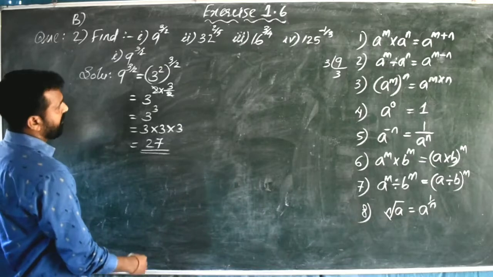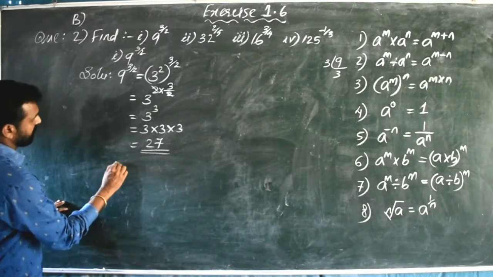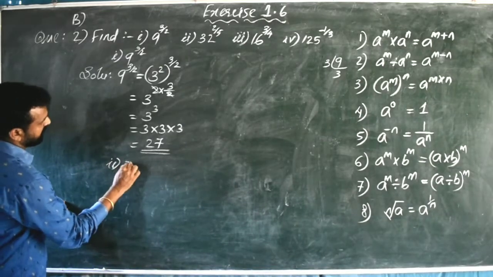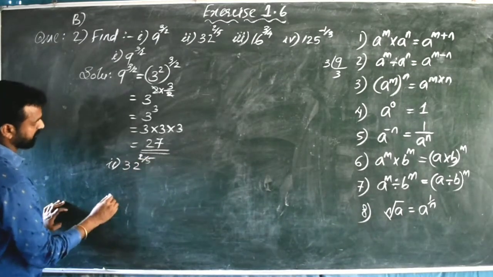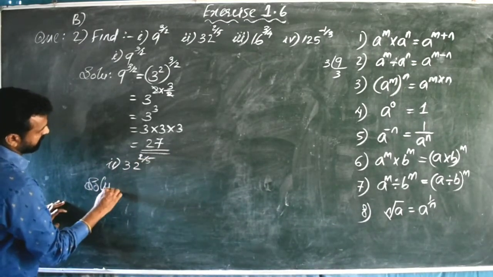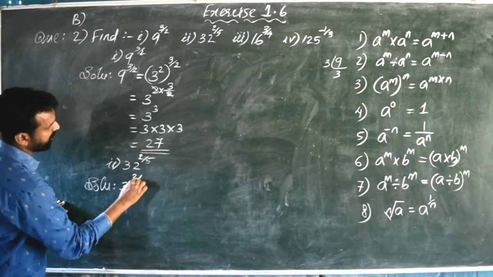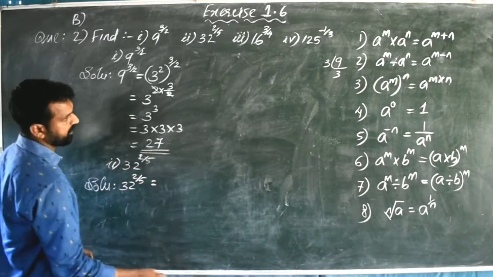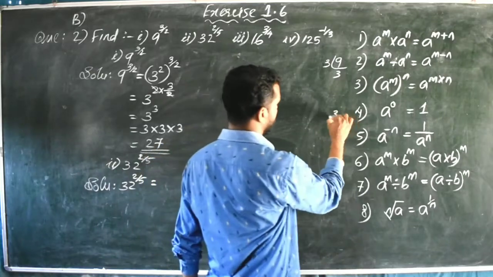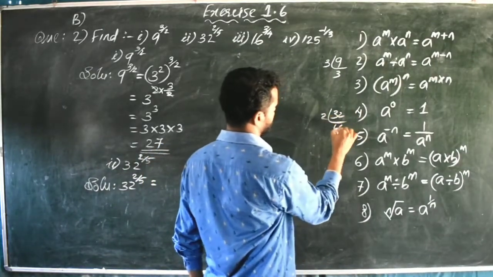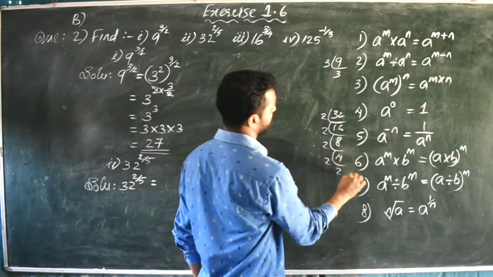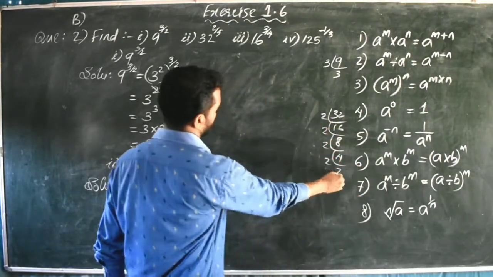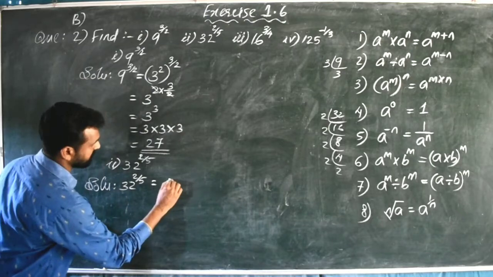Now question number 2. 32 raised to 2 by 5 is equal to, 32 we have to factorize. 32 divided by 2, 16 divided by 2, 8 divided by 2, 4 divided by 2, 2. 1, 2, 3, 4, 5. That is 2 raised to 5.